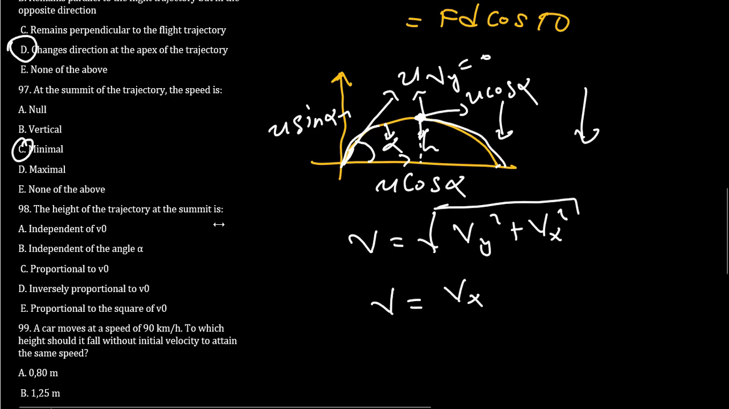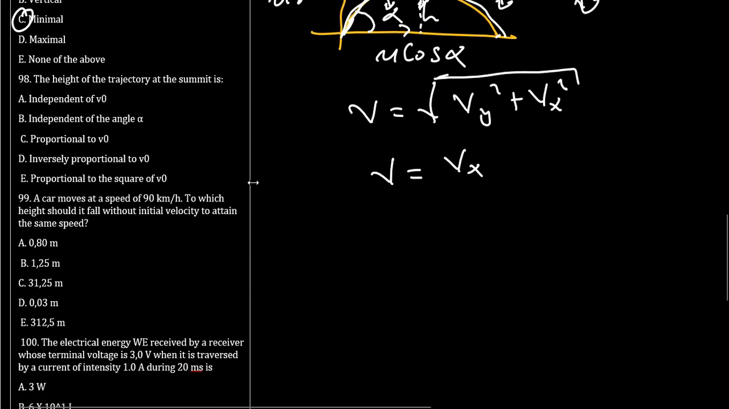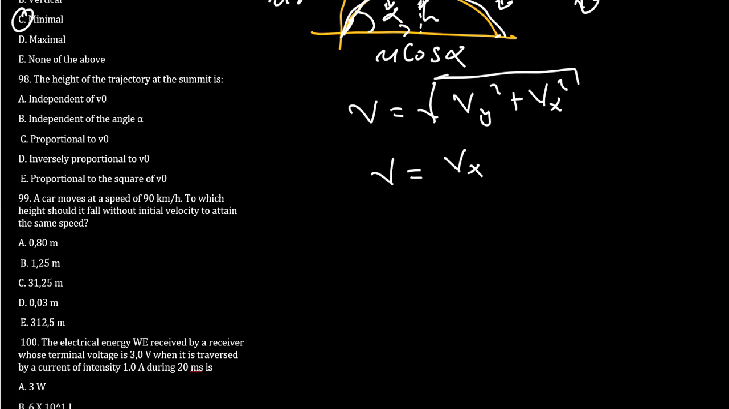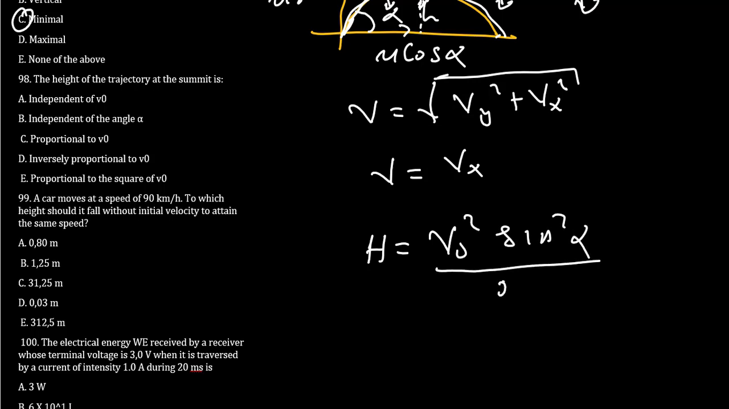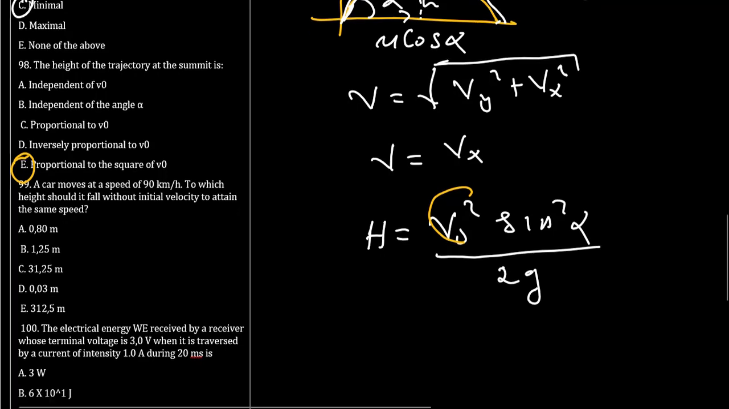And question number 98 says the height of the trajectory at the summit is: A, independent of V naught; B, independent of alpha; C, proportional to V naught; D, inversely proportional to V naught; E, proportional to the square of V naught. So the height at the summit is given by V naught squared sine squared alpha, all of this divided by 2g. So we clearly see from here that the correct option is option E, proportional to the square of V naught, since it depends on alpha.